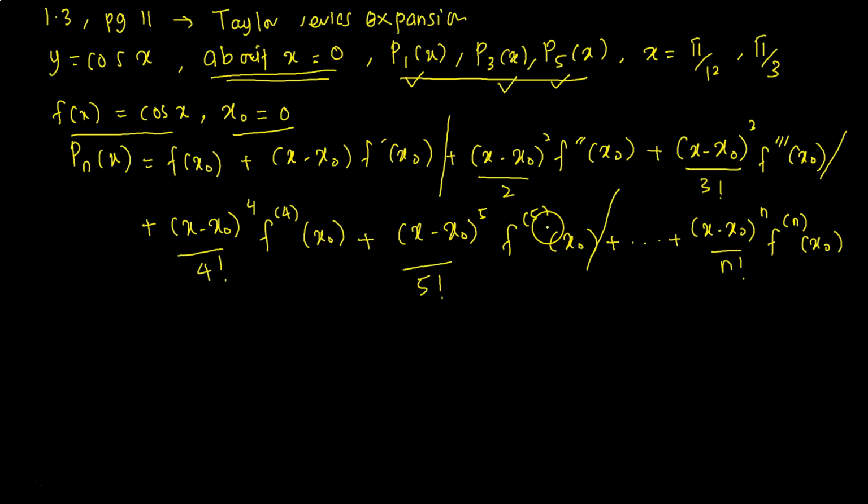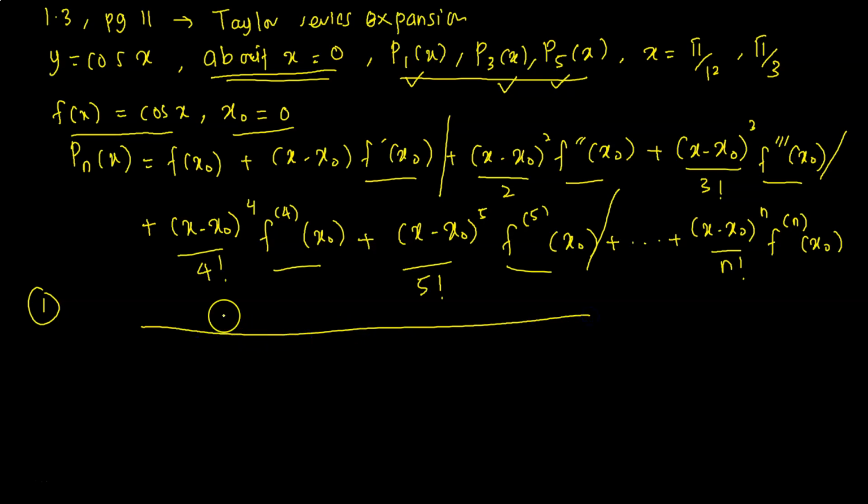In this case, class, the first step is you need to know how many times you need to differentiate the function. For P1, we need to differentiate once. For P3, you need to find the second and also the third derivative. For P5, you need to find the fourth and fifth derivative. So to make it easy, we form a table, where our n is 0, 1, 2, 3, 4 up to 5 because it is up to the fifth derivative.